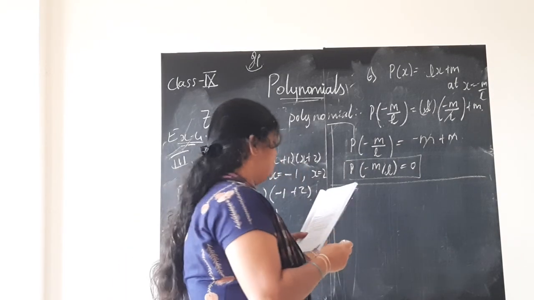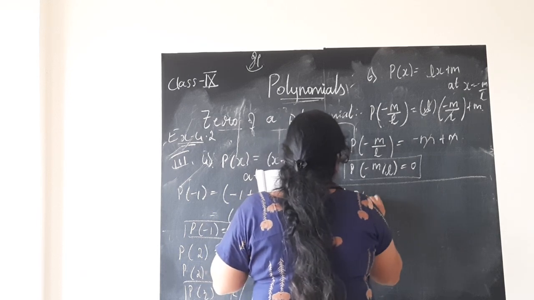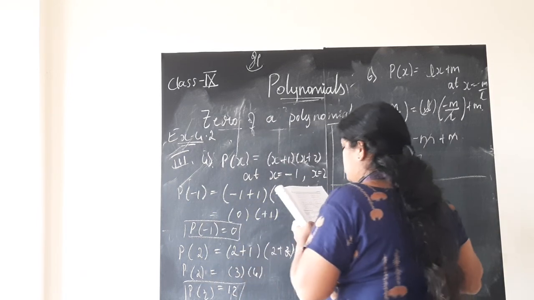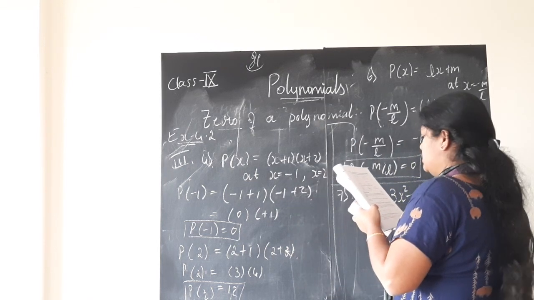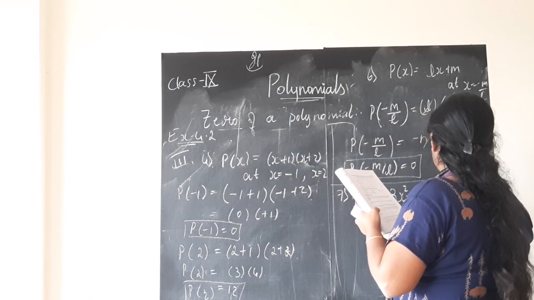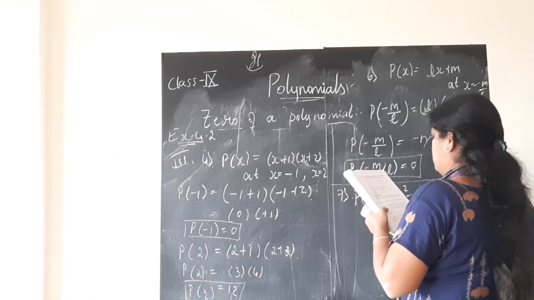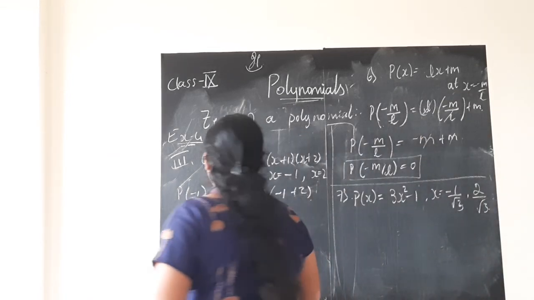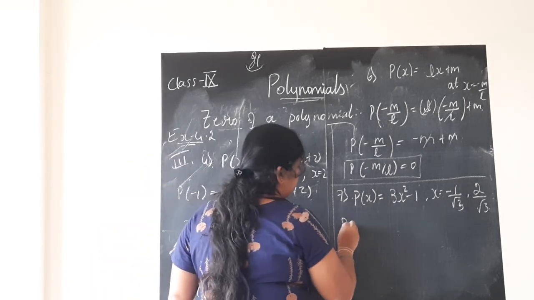Seventh question. P of x is equal to 3x square minus 1 at x is equal to minus 1 by root 3 and 2 by square root 3. Don't worry, don't get tense by looking at the root. It will be simple only.